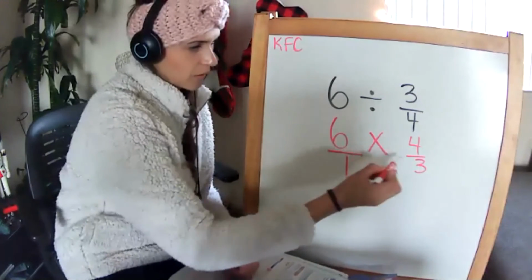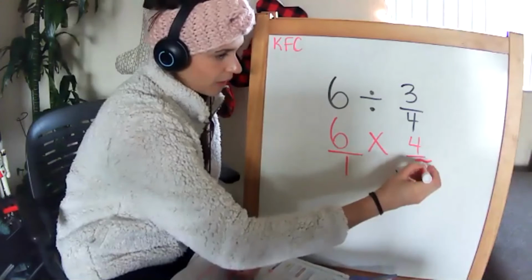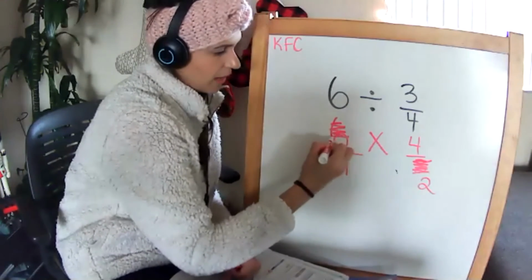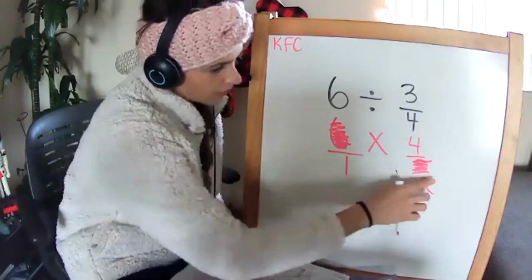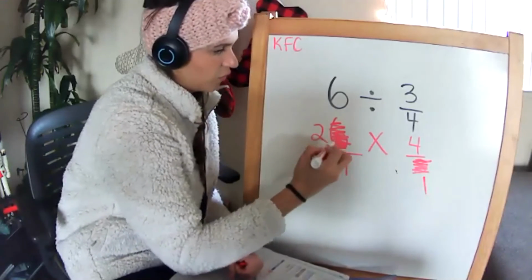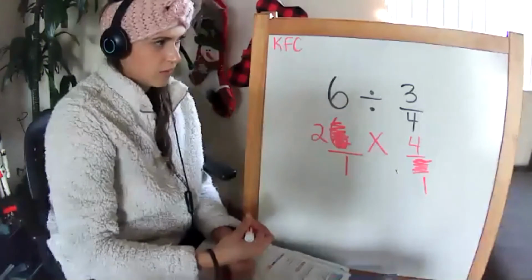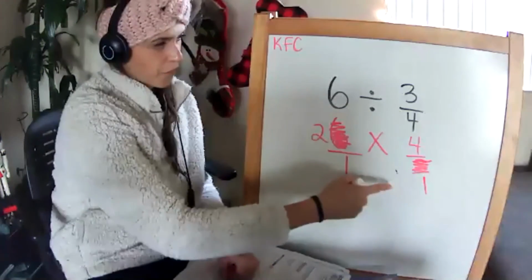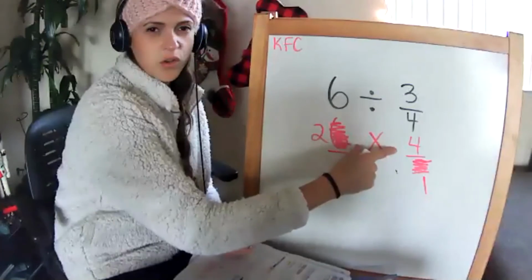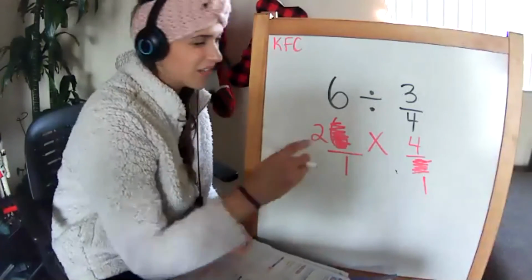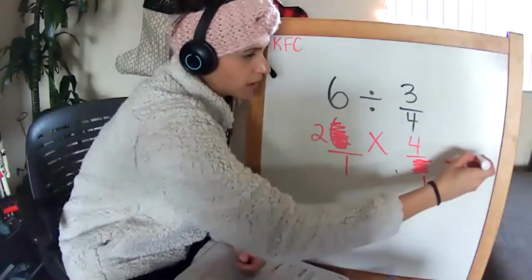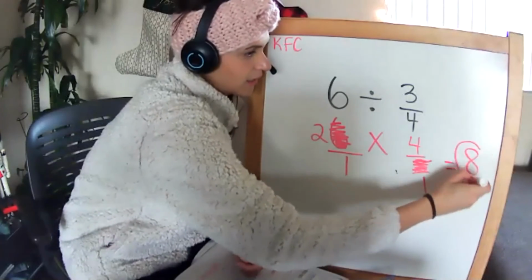Yes, 6 and 3. What can they be simplified by? Divide by 3. 6 divided by 3 equals 2. 3 divided by 3 equals 1. And 2 and 4 can also be divided by 2. The 2 and the 4 are both numerators, no, a numerator and a denominator. And you just multiply across. 4 times 2 equals 8, and 1 times 1 equals 1. And the answer's 8.